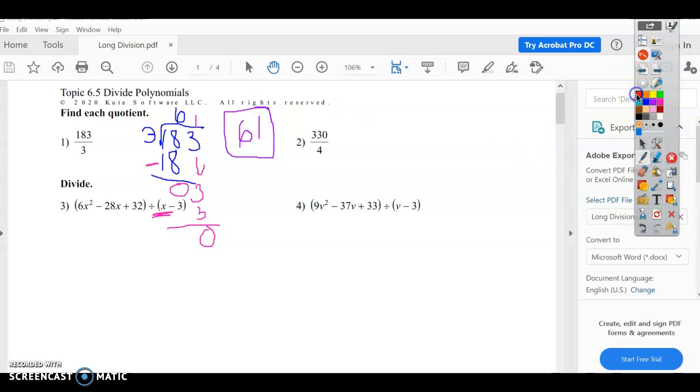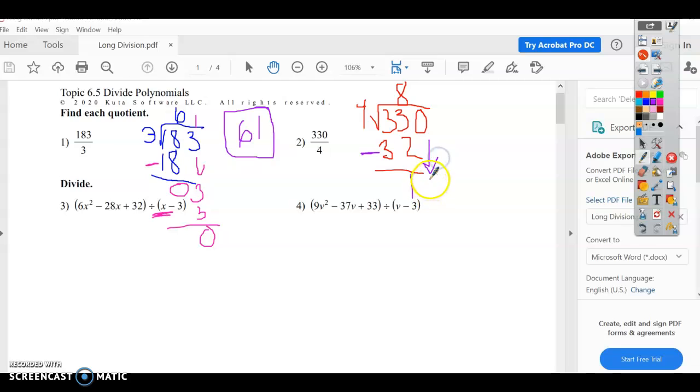Okay, we're going to do it one more time. So we're doing 330 divided by 4. We have 4 on the outside, and then our division is 330. How many times can 4 go into 33 without going over? 4 times 8 is 32, so it can go in at least 8 times. Remember, we have to subtract. 33 minus 32 is 1.